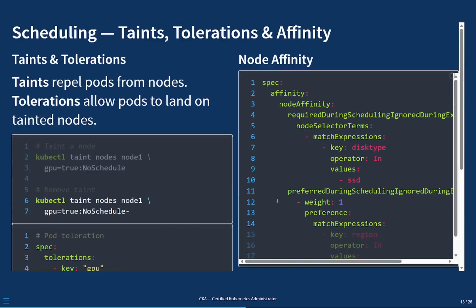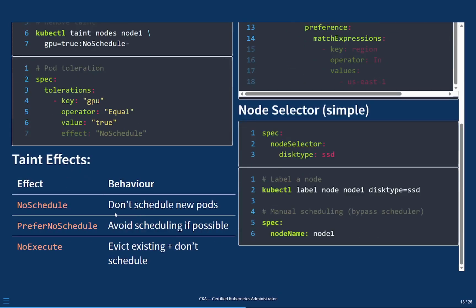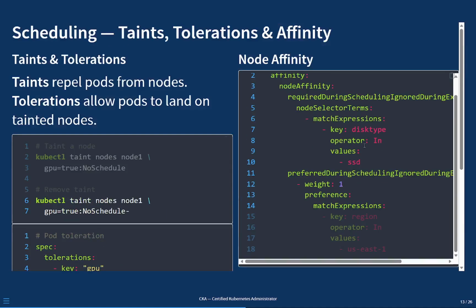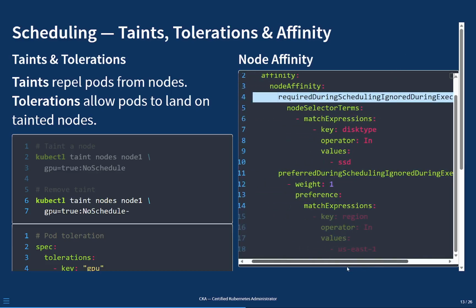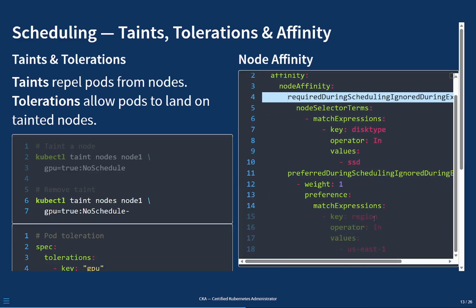requiredDuringSchedulingIgnoredDuringExecution is a hard rule. The pod will only schedule on nodes with disktype=ssd. preferredDuringSchedulingIgnoredDuringExecution is a soft preference. The scheduler prefers nodes in us-east-1, but will place the pod elsewhere if necessary.